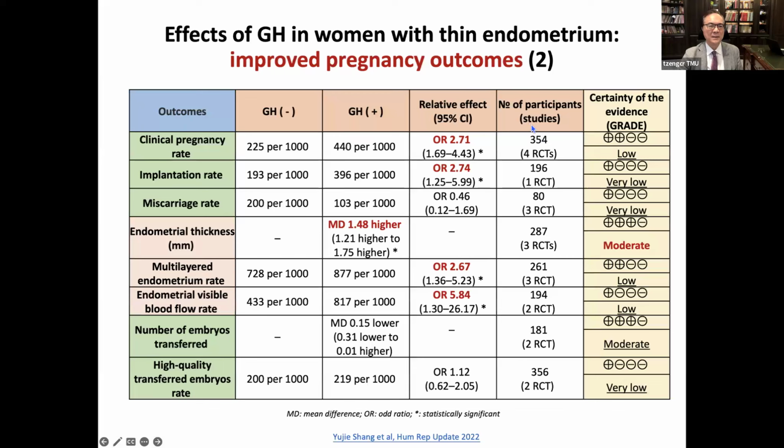And in thin endometrium it also improves the pregnancy outcome. As you can see here, clinical pregnancy rate and implantation rate improve. That's no doubt. But most important is endometrial thickness. There are three major functions: thickness, multi-layer, and endometrial blood flow, all improved. You can see the mean difference increased 1.5 millimeter, multi-layer odds ratio 2.6, and blood flow odds ratio 5. So again, you can see the enhancement of endometrial function.